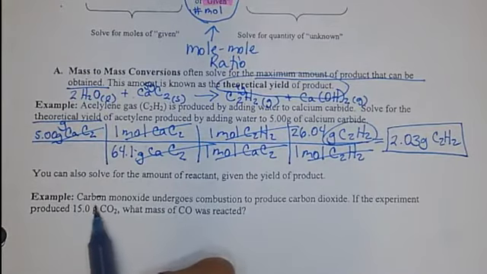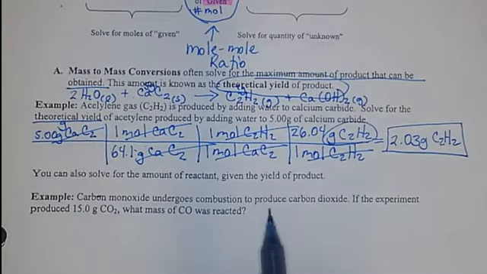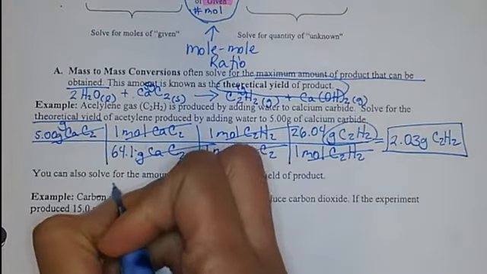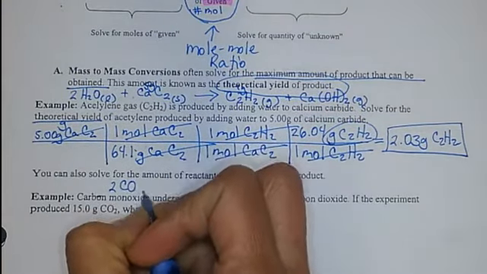Okay, so the next one is: carbon monoxide undergoes combustion to produce carbon dioxide. If the experiment produces 15 grams of carbon dioxide, what mass of CO was reacted? And it would be 2 CO.